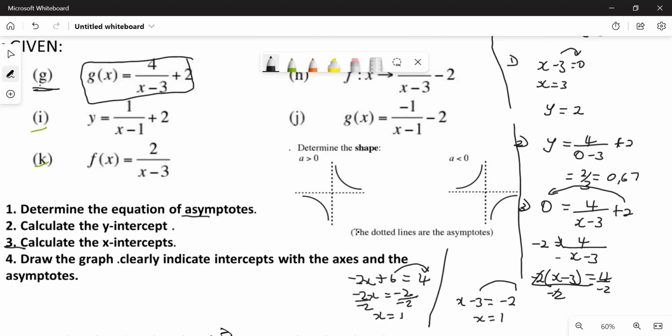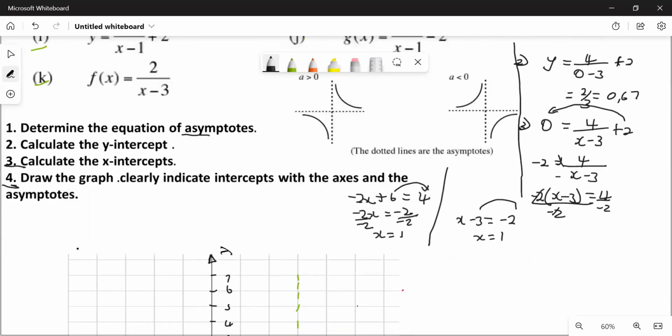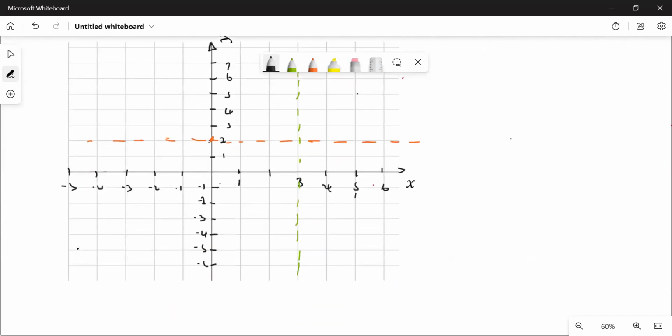Now, after this, we are supposed to draw the graph. That is our number 4. Before we can even draw the graph, we need to represent the x-intercept and the y-intercept. Your x-intercept and your y-intercept are your gates. Your graph cannot go through this line except on the x-intercept. Your graph cannot go through this line except on the y-intercept.